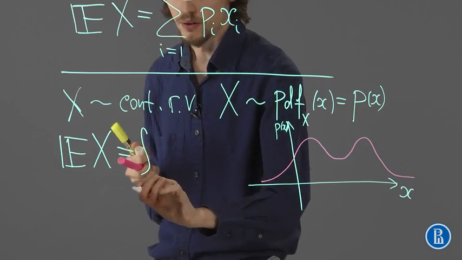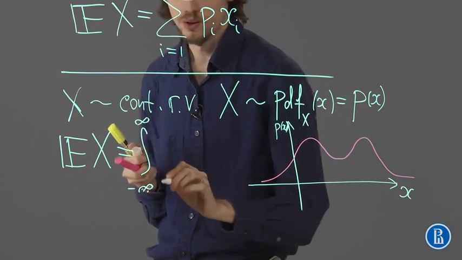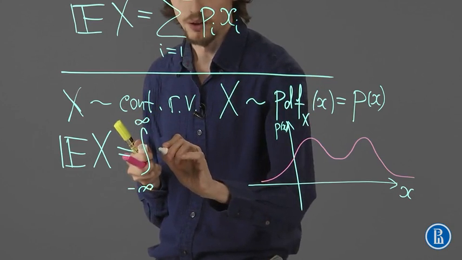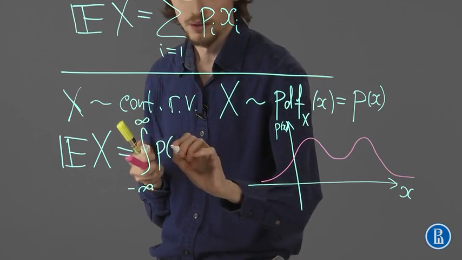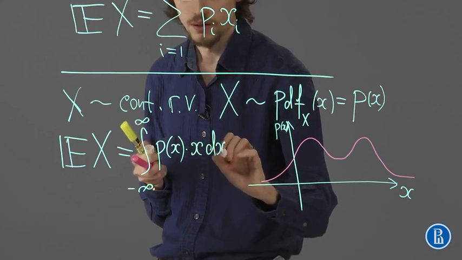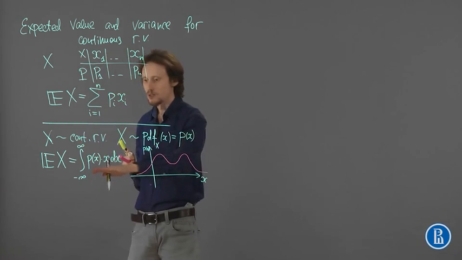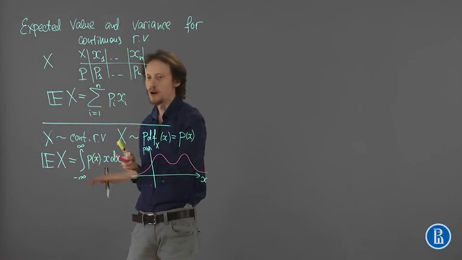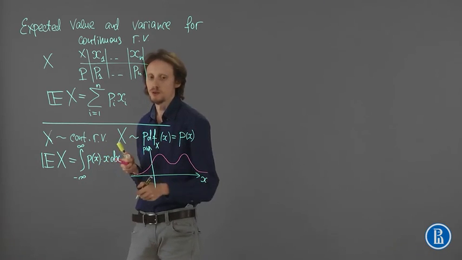We have to write the integral from minus infinity to plus infinity and put here the probability density of x times x dx. We see that this formula and this formula are quite similar. Here we multiply the value that can be the result of our random variable by the probability density at this value.